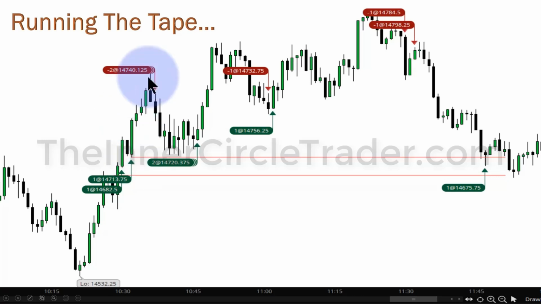And then up here, it's a reversal, and then it comes back down, and I buy it back here in reverse. So I'm selling short here, and I'm buying long here. 740 to 720, that's 20 handles. Going long here at 720, getting out at 732, 12 handles. Then going long here, 756, and getting out at 784.5, then going short at 798 and covering at 675.